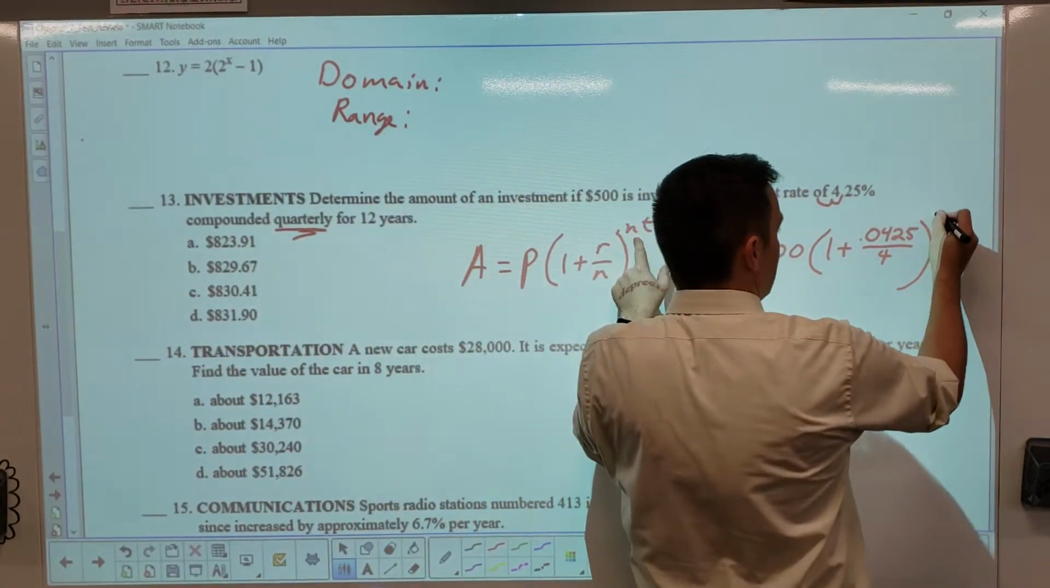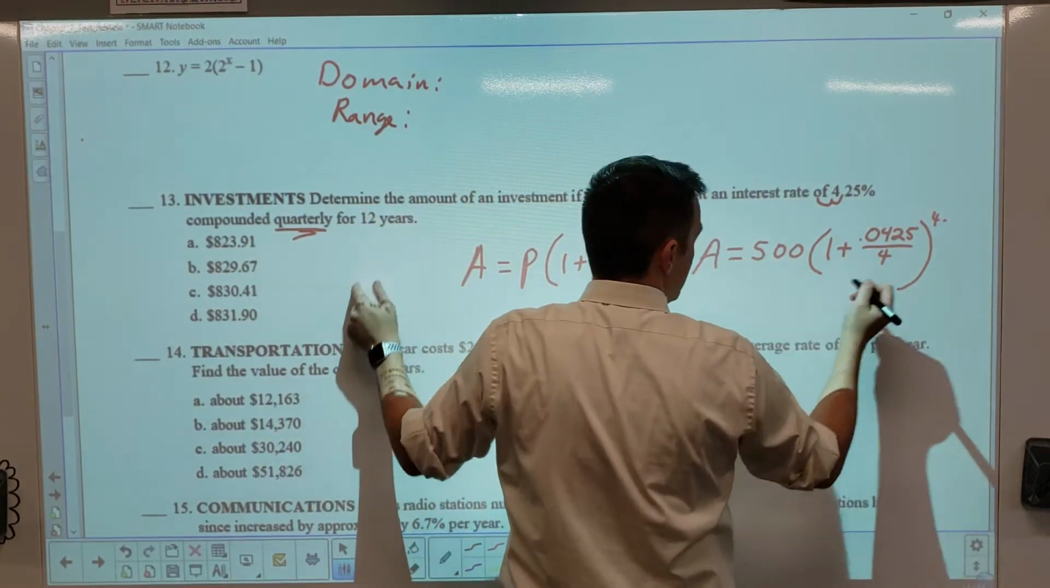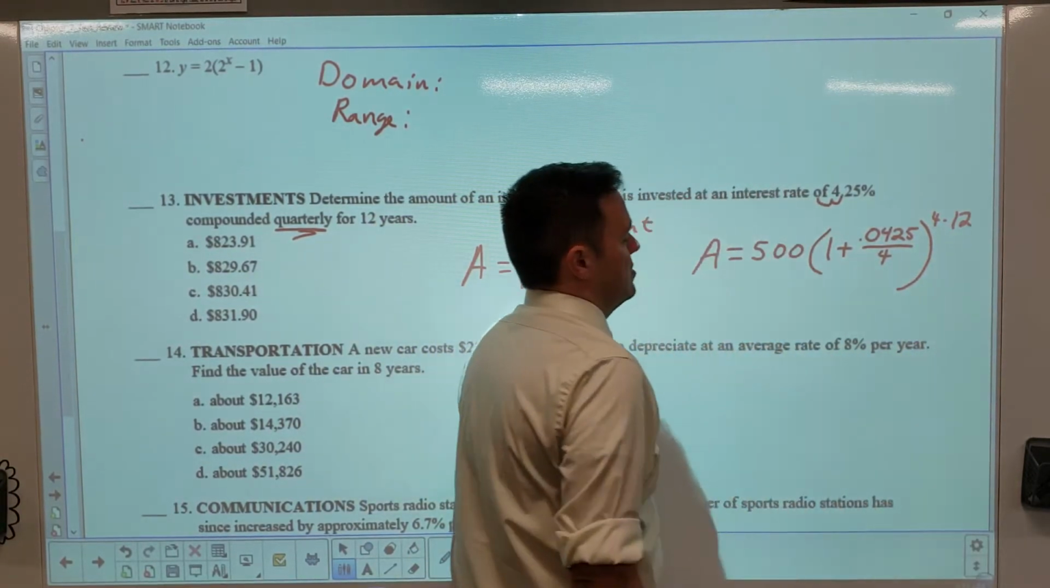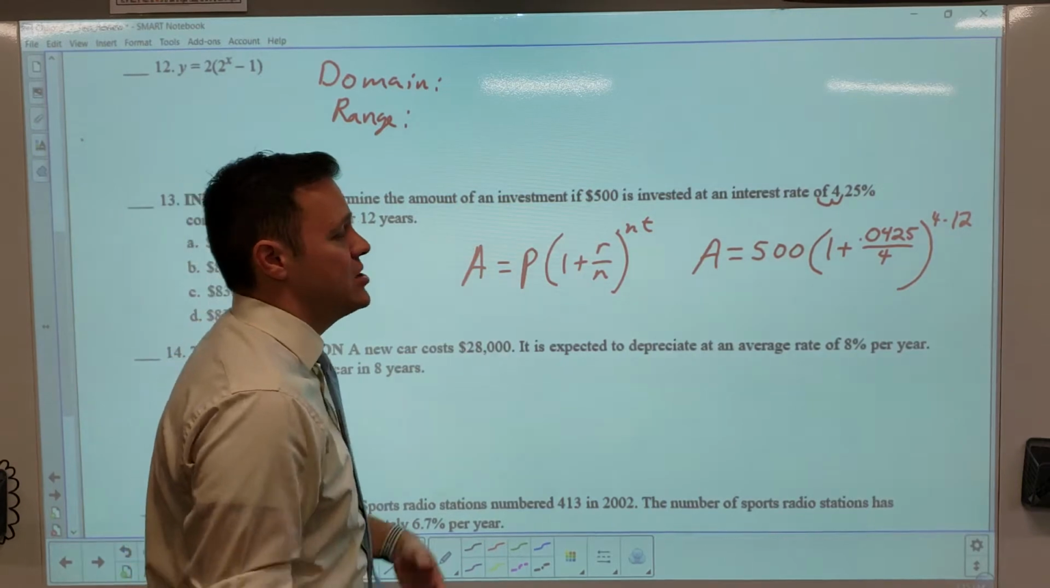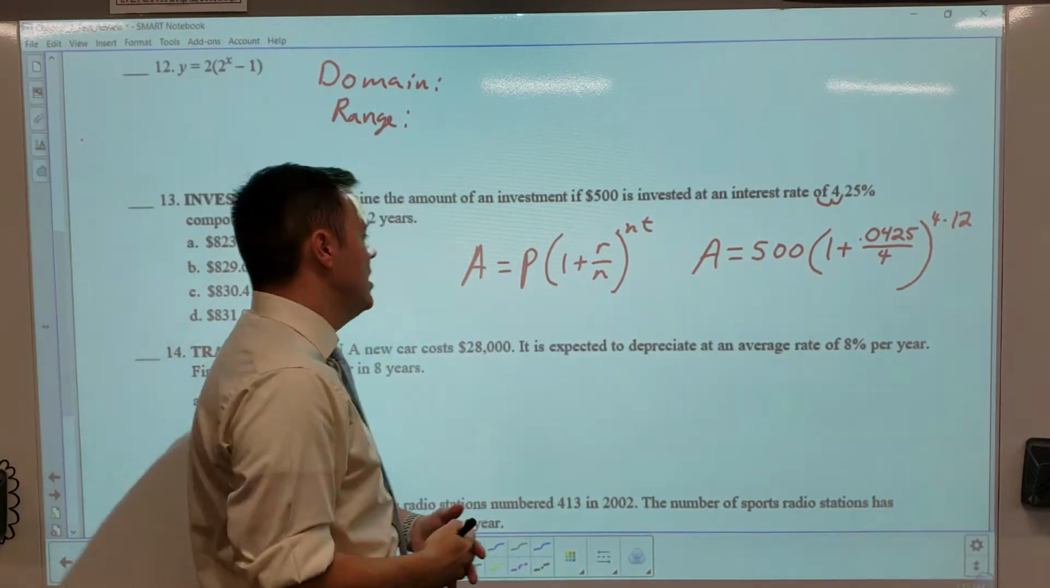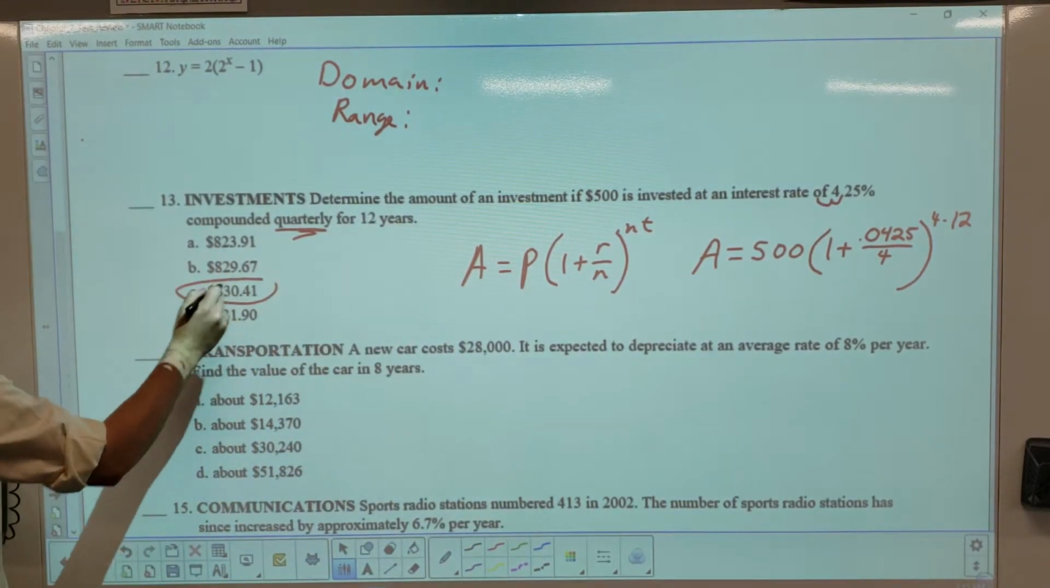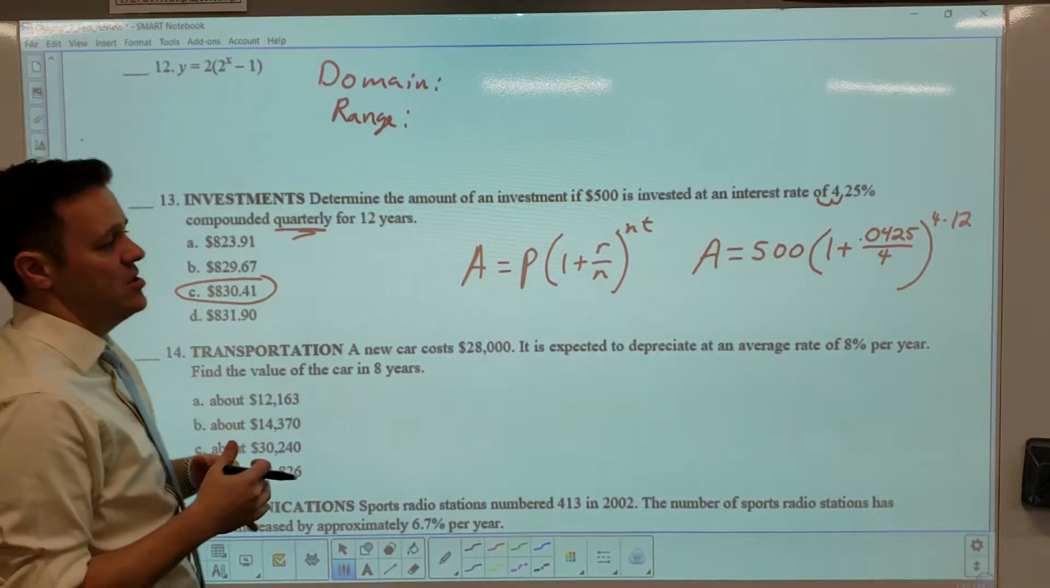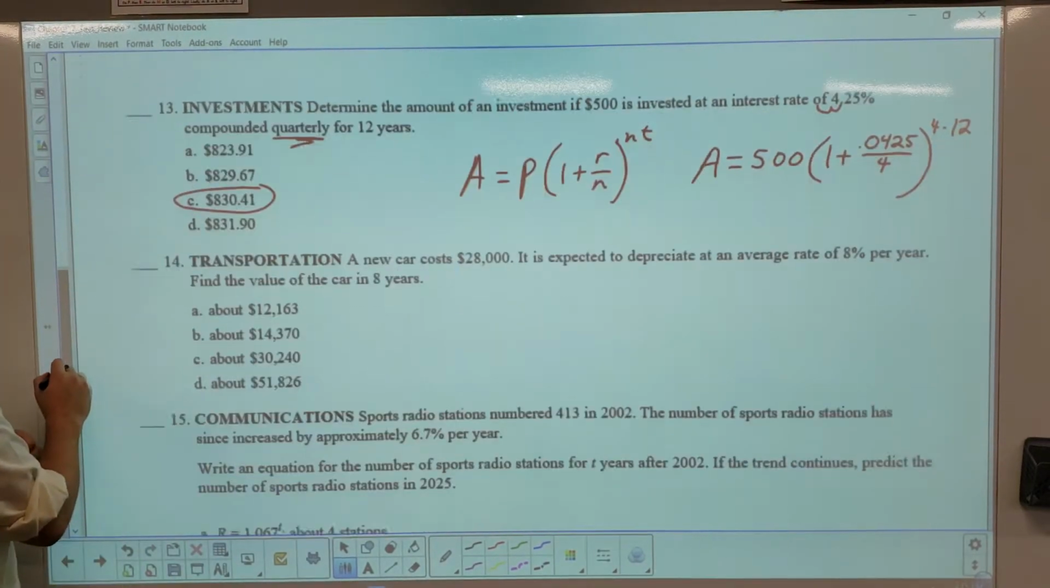And then the n again, 4, and then how many years? 12. Put this into decimals, or your calculator. Make sure you do the calculation correctly, and you'll get your answer, and it should come out to be C. Okay, but that is the initial setup of the question.